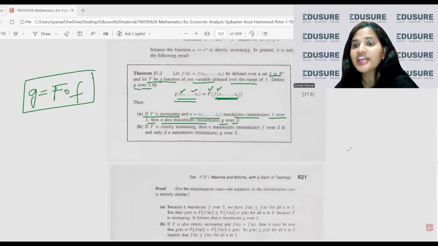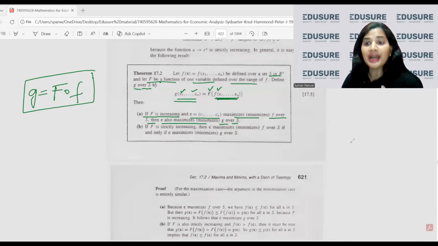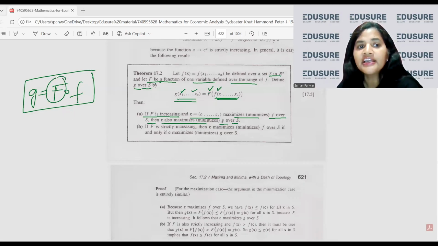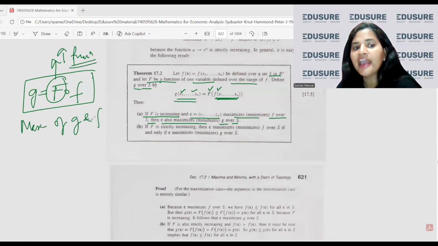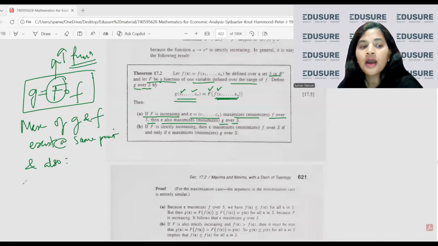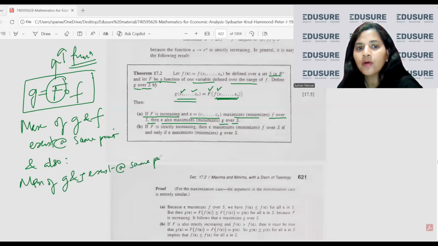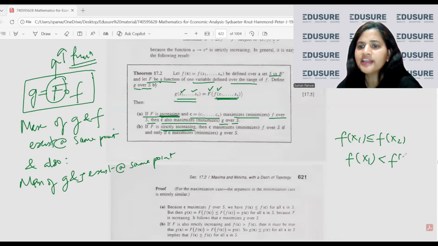That we have already seen in the case of the exponential function. If I want to find the maxima of e to the power of something, and I'm able to find the maxima of that something which e was raised to, I can find the maxima of e to the power of something. So basically, if F is increasing, then the maxima of g and f exist at the same point, and also the minima of g and f exist at the same point. They are talking about increasing and strictly increasing. Increasing means f(x1) less than or equal to f(x2). Strictly increasing means f(x1) less than f(x2).